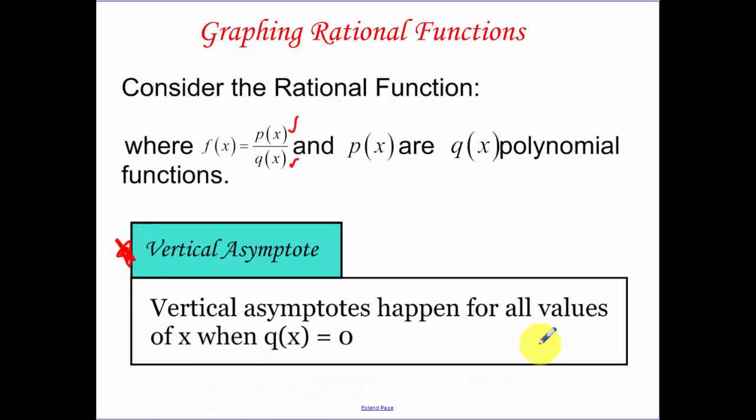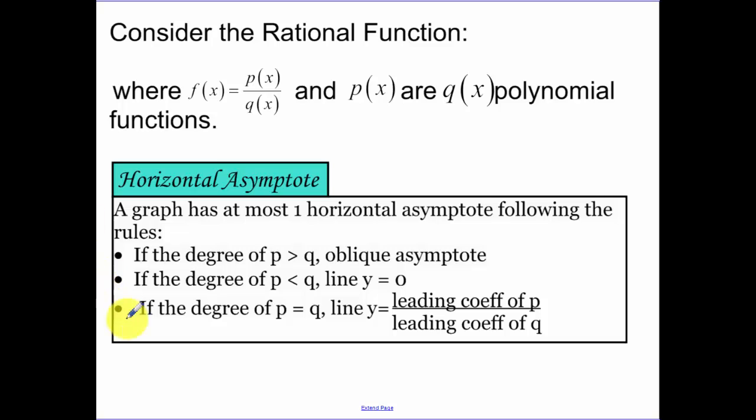Vertical asymptotes happen for all values when the bottom equals 0. So in the last lesson, those were our restricted values. Okay, so vertical asymptotes happen when the bottom equals 0. Now, our horizontal asymptotes. So we have a horizontal asymptote.